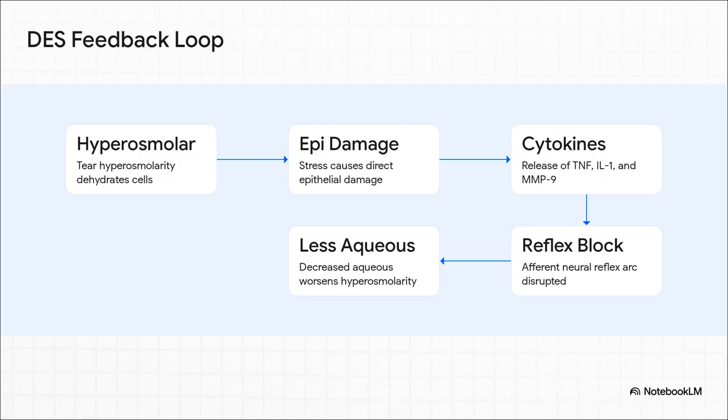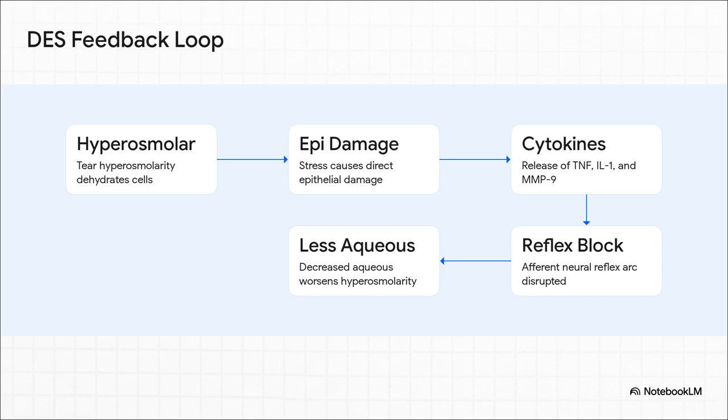In response, those damaged cells basically scream for help by releasing inflammatory cytokines, specifically TNF, IL-1, and MMP9. Here is a huge pearl for you. MMP9 actually cleaves epithelial cells right off their basement membrane, while TNF induces apoptosis. As these cytokines flood the tissue, they chemically disrupt the afferent neural reflex arc of our lacrimal functional unit.